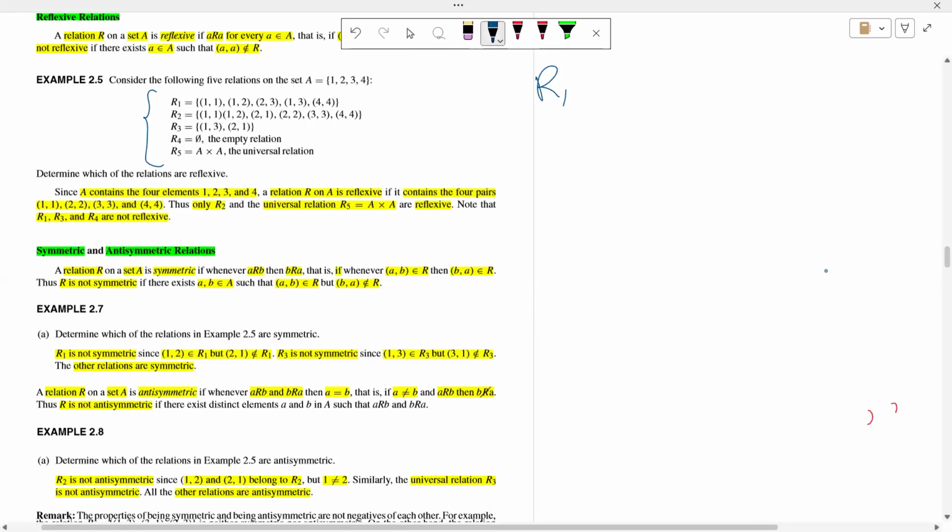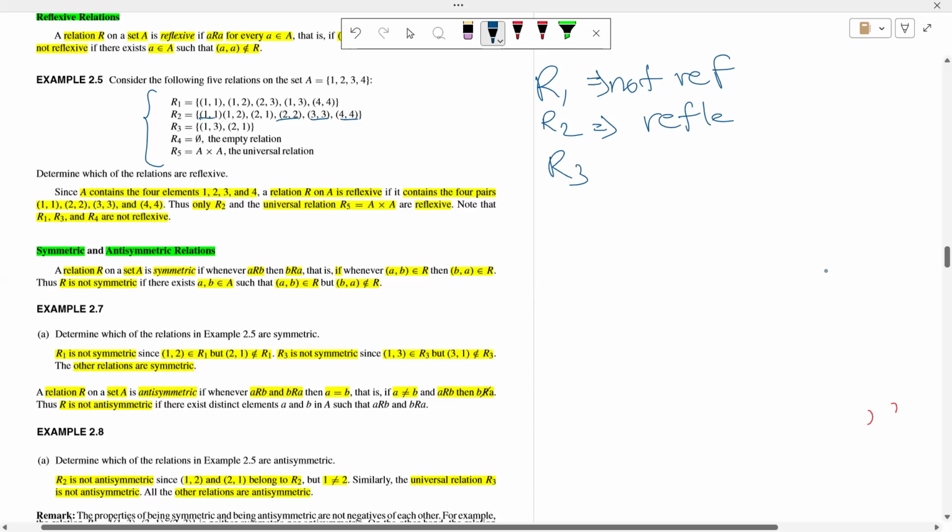How do you need to check for reflexivity? The set A contains 1, 2, 3, 4, so in the relation R1 you need to check whether (1,1), (2,2), (3,3), (4,4) are available or not. (1,1) is there, (4,4) is there, but (2,2) and (3,3) are missing. So R1 is not reflexive. Similarly, R2: (1,1) is there, (2,2) is there, (3,3) is there, (4,4) is there. So this is reflexive.